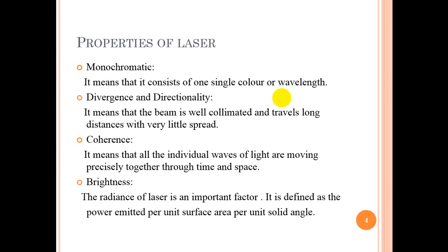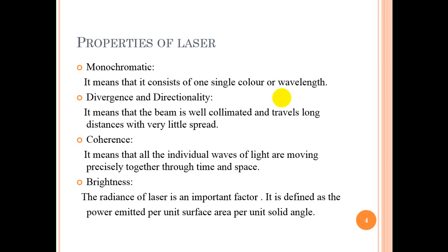Now let us see the properties of laser. The first property of a laser is monochromatic, which means it consists of a single color or wavelength. In ideal case, the laser emits all photons with the same energy and thus the wavelength is same. The light from a laser typically comes from one atomic transition with single precise wavelength. So the laser light has a single spectral color and is almost the purest monochromatic light available.